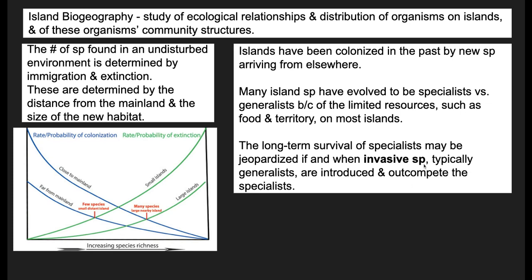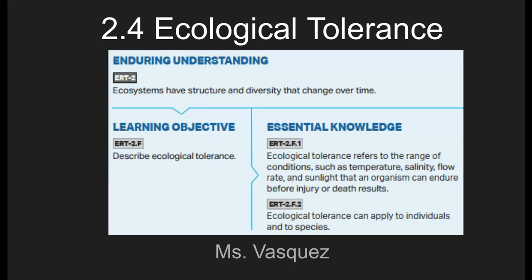So not all generalist species are invasive. However, invasive species are known to be generalist species. So if invasive species take over any kind of location, any kind of habitat, they will endanger the specialist species. They will endanger even keystone species, which we'll talk about in a little bit. So it's important that we recognize the damage or the consequence of introducing invasive species because they will outcompete the specialist species.